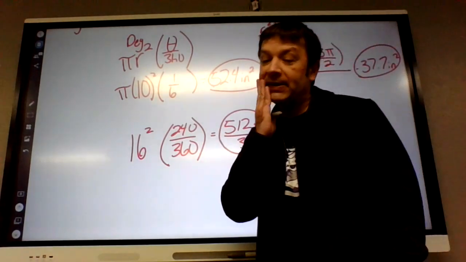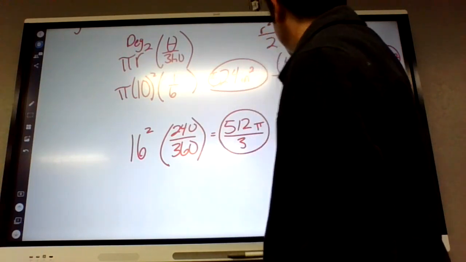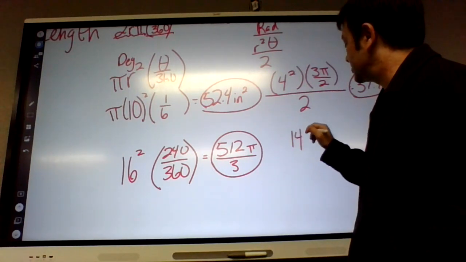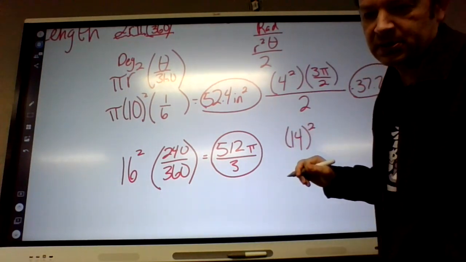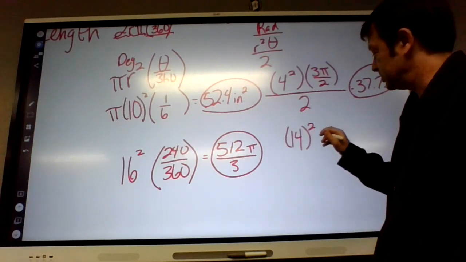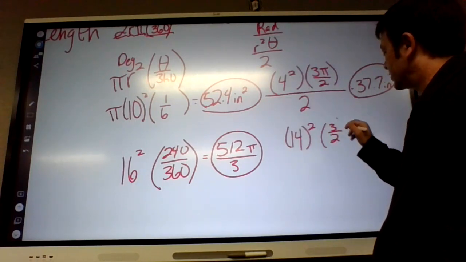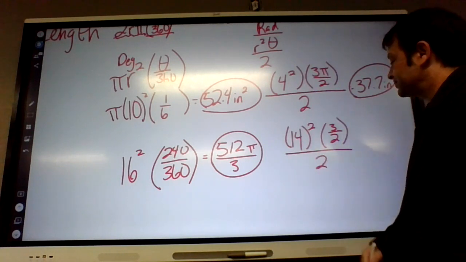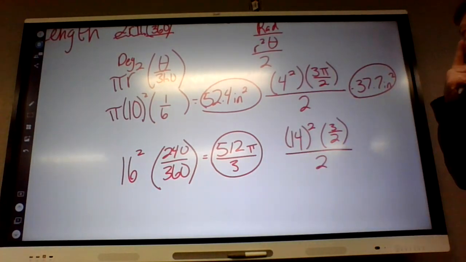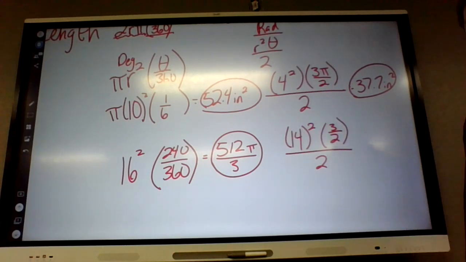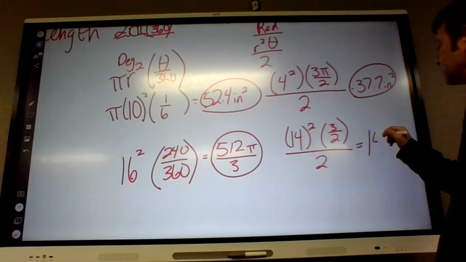Okay. And then 19, same thing, but with radians, so I'm gonna use this formula. 14 is the radius. 3 pi over 2 is the angle. Well, okay, you can just kind of throw out the pi for a second. Divided by 2. I got 147 pi. Yeah.